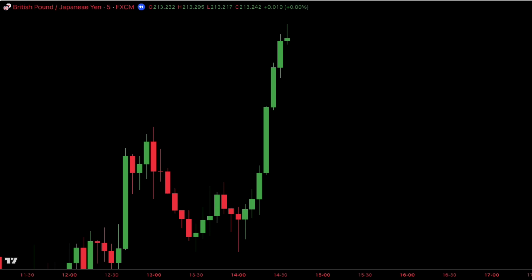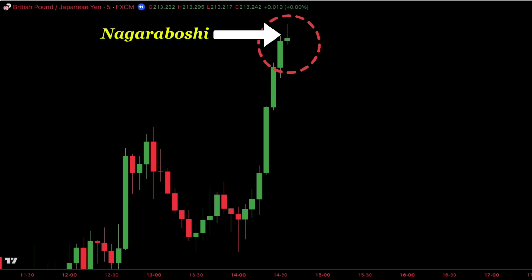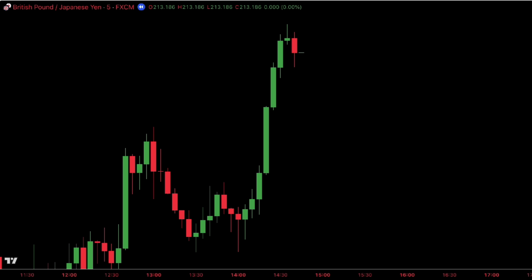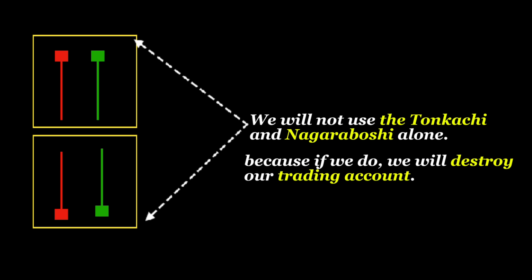Now look at another chart example. As you can see, the market was trending up and then this candle appeared. Munihisa Homma called it the Nagaraboshi. It was one of the most important candlestick patterns he used as a signal when he was dominating the rice market. Look at what happened next. The market moved down.